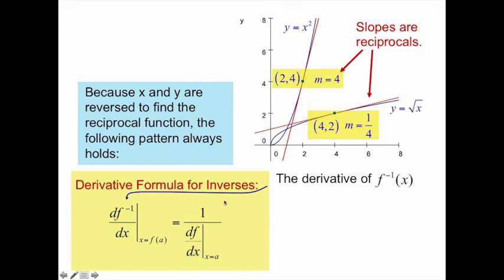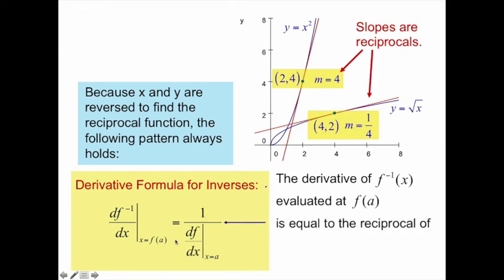Okay, so kind of digesting this whole statement here, this first portion that says the derivative of the inverse of f of x, evaluated at f of a, so that's like your y value, is equal to the reciprocal of the derivative of the function f evaluated at a.